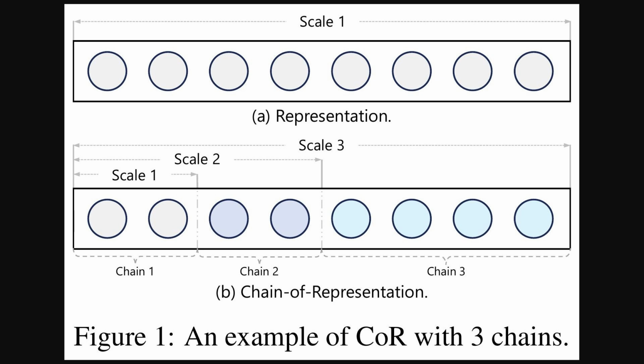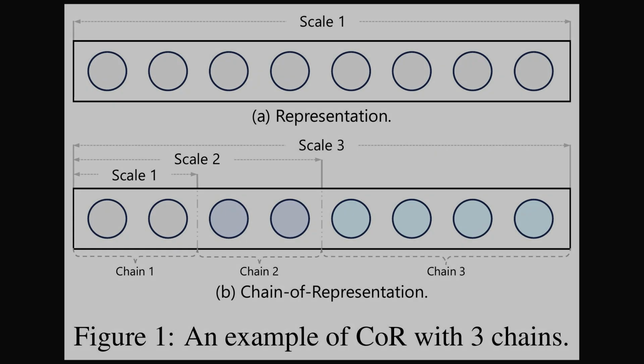Alright, so to visualize this chain of representation, take a look at Figure 1. Part A shows a typical representation, like a standard hidden state in a model. A hidden state is an internal feature vector that a neural network layer computes, capturing learned information from the input, and then passes this information to the next layer. Then, Part B illustrates the chain of representation. Here, the hidden state is actually made up of several linked sub-representations or chains. In this example, 3 chains of different scales. This structure is key to how chain of model works, allowing for progressive scaling.